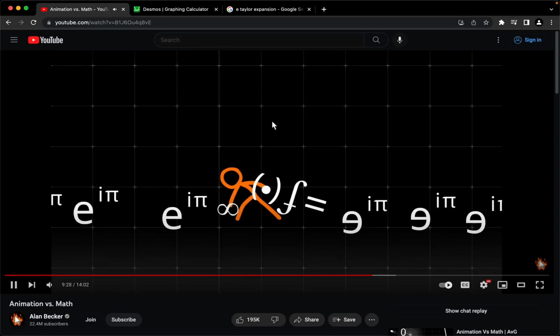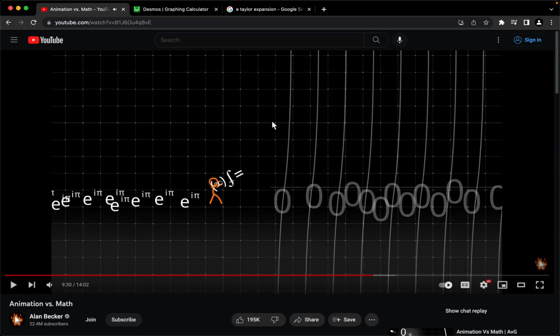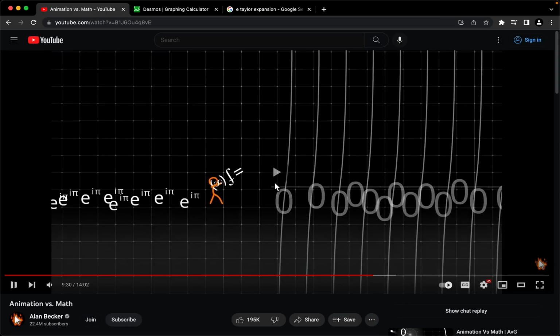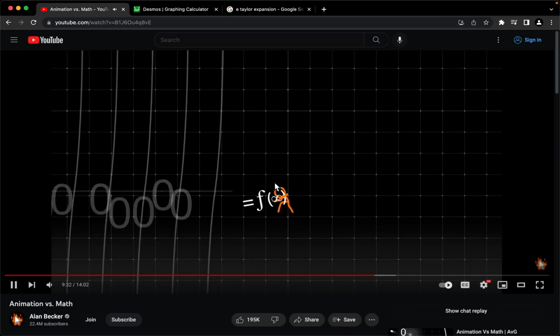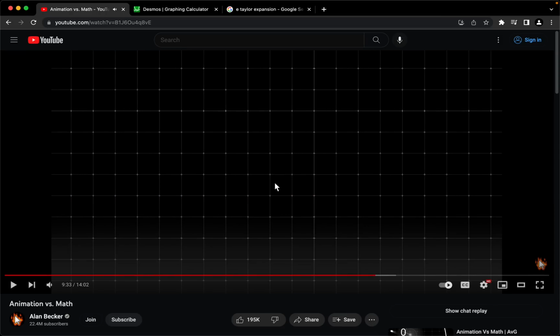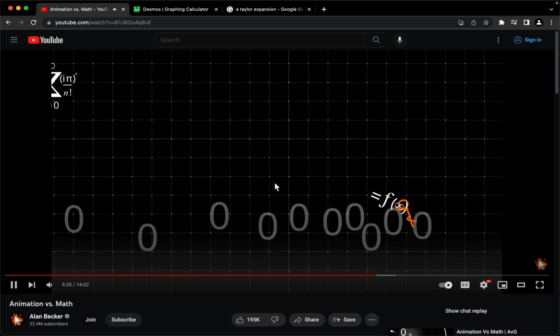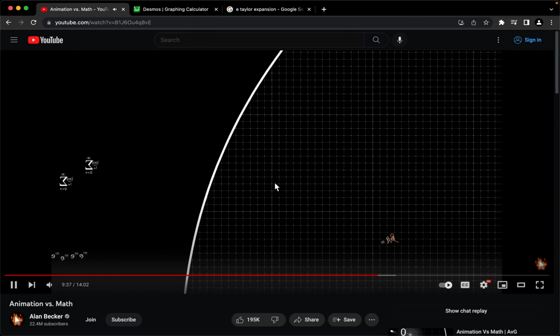He gets this kind of infinite cannon. I don't know the mathematical reason behind this. Well, okay, it's just cool, I guess. A function taking infinity, yeah, that's gonna kill everything. And then, yeah, they get absolutely annihilated.